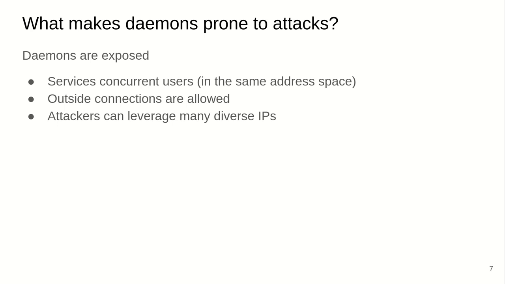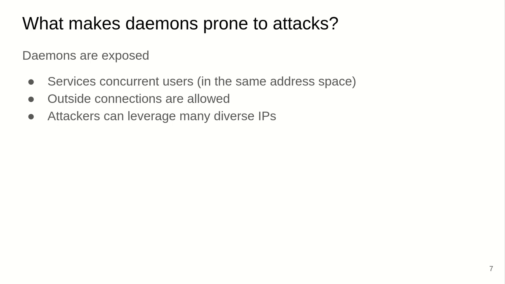Daemons are also exposed, right? They service a lot of concurrent users in the same address space. If you think about it, a mail server will potentially be one single process that accepts hundreds of connections via individual threads. So in the same address space, you are serving multiple users at the same time, right?